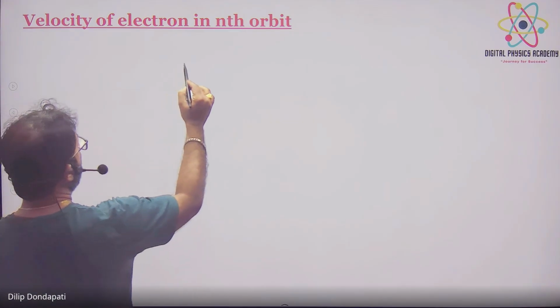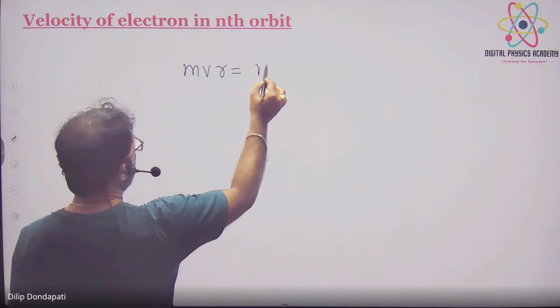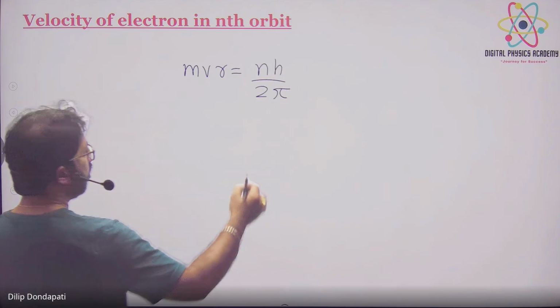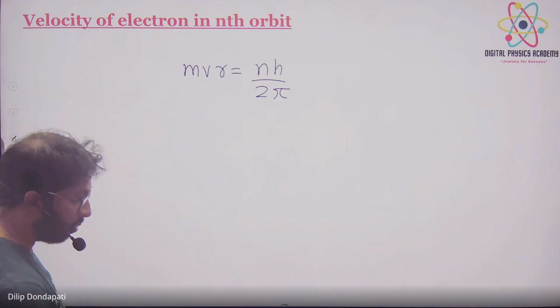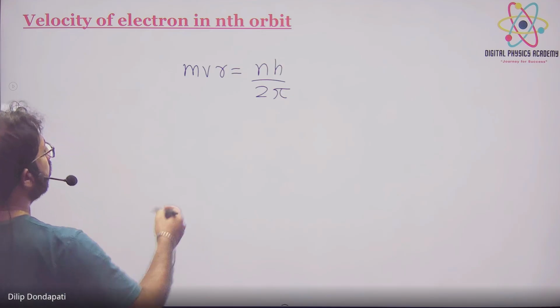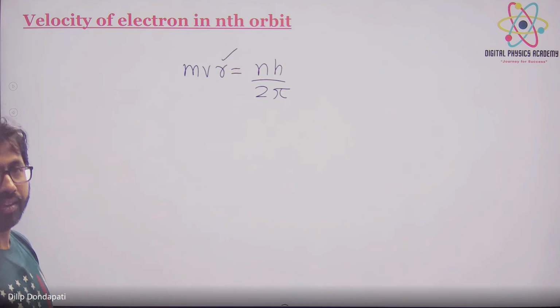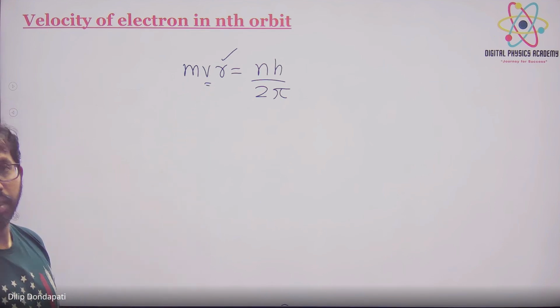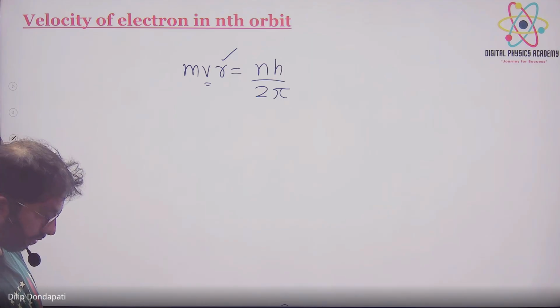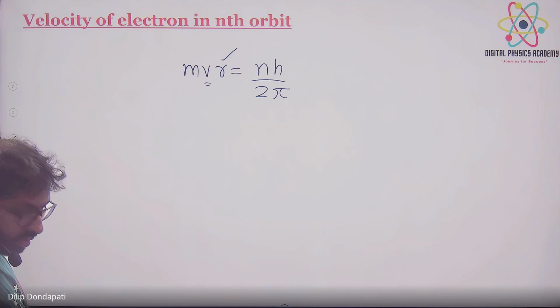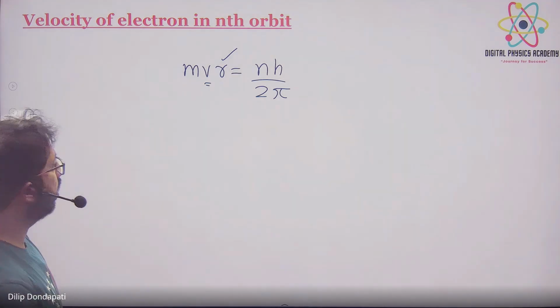So we know that mvr is equal to nh by 2 pi. Is the formula mvr equal to nh by 2 pi. And from this r value substitute करो. So substitute r value, बड़ा formula, and find the velocity. R value substitute करो and find the velocity. MVR equal to nh by 2 pi.